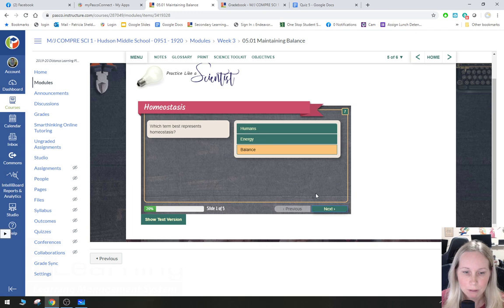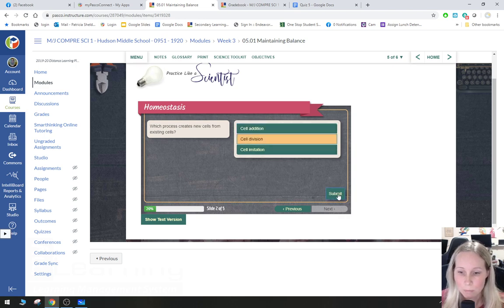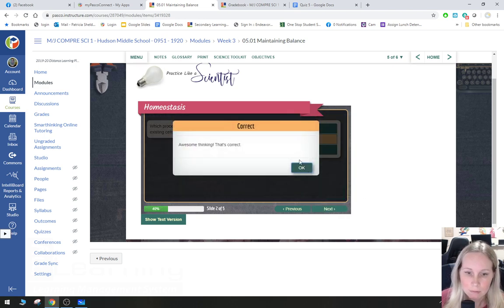Which process creates new cells from existing cells? Well, we learned that's what cell division is. It's one cell into two.